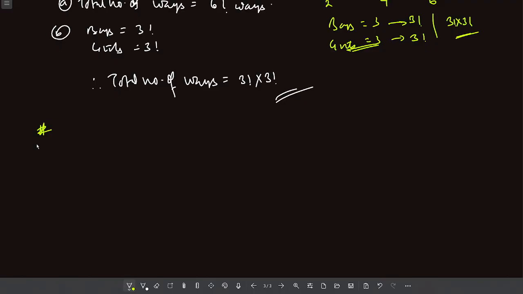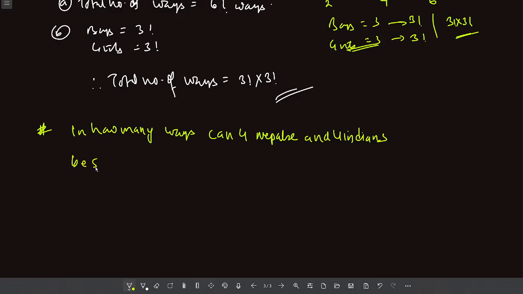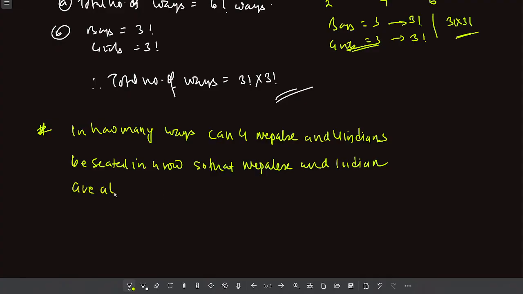The another question is, in how many ways can 4 Nepalese and 4 Indians be seated in a row so that Nepalese and Indian are alternate in the row.